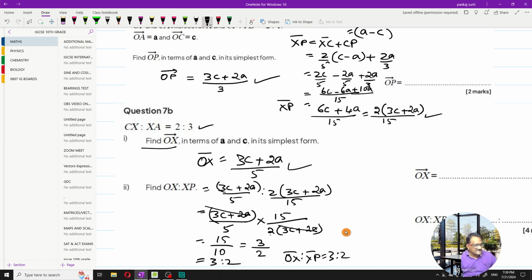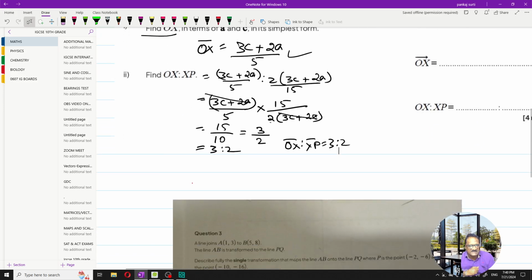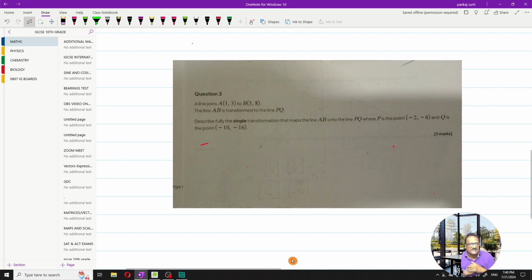So this entire question 7, A and B, was based on vectors, and it was a very good question according to me, a very tricky one, and a lot of concepts we have used in this question to solve this question. Okay, so that was one question that I wanted to do with you people. And the next one is this one, question number 3.